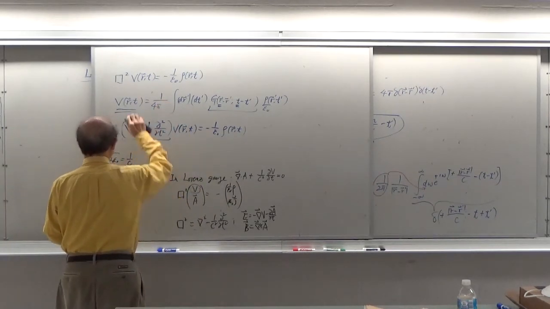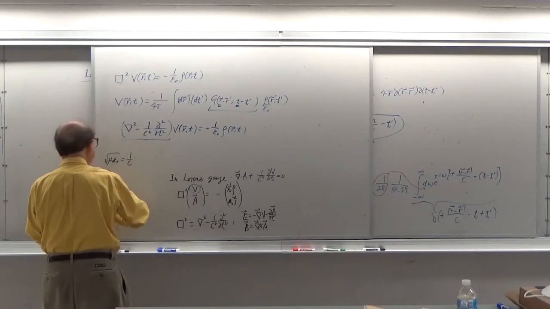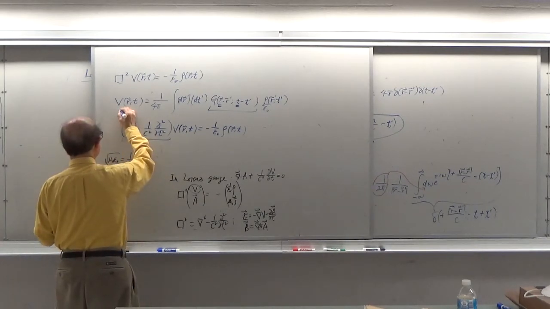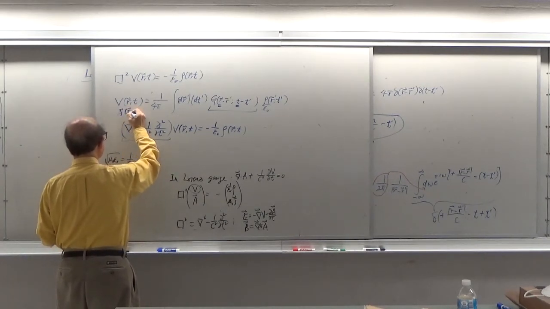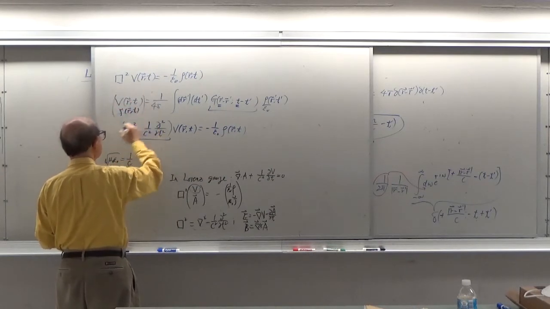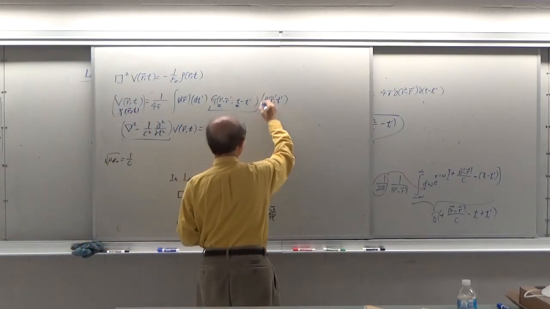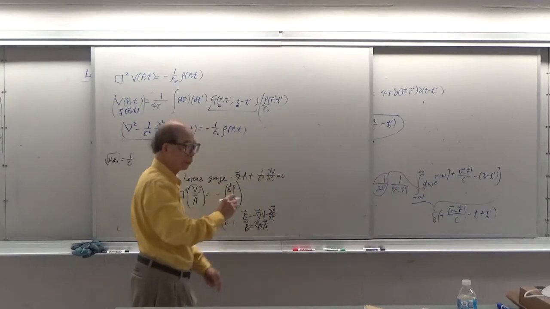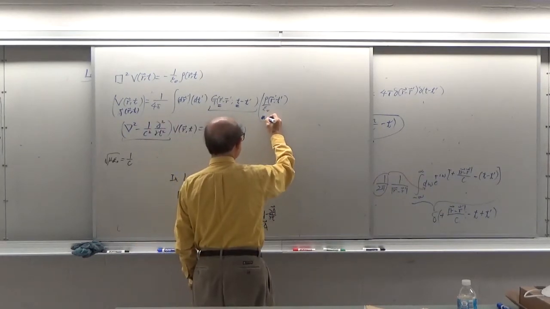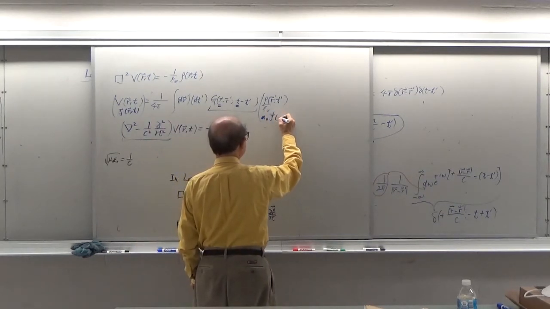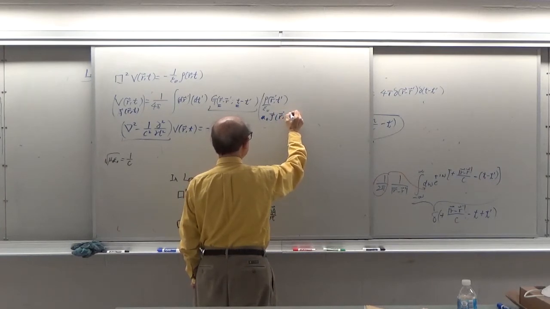Of course, you can solve for the vector potential in a similar manner. All you have to do is to replace rho divided by epsilon naught by mu naught times the current density J of R prime, T prime.